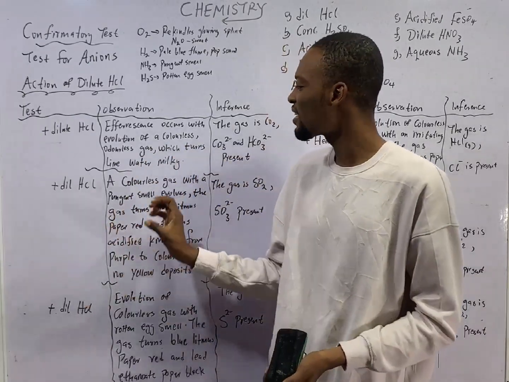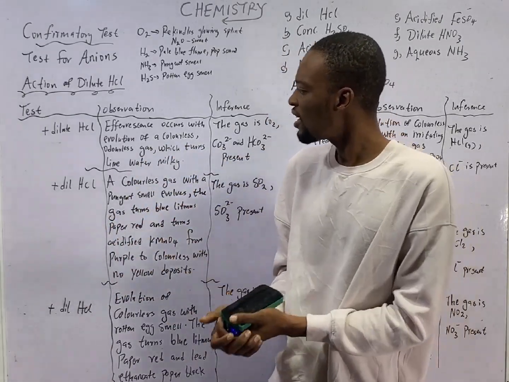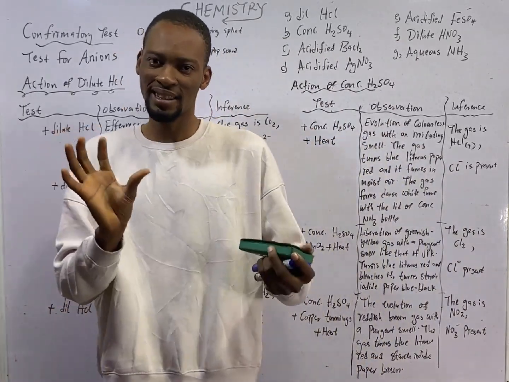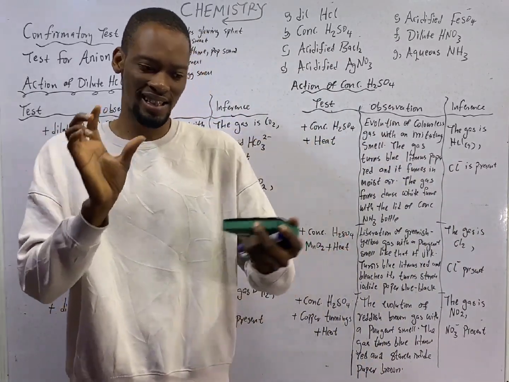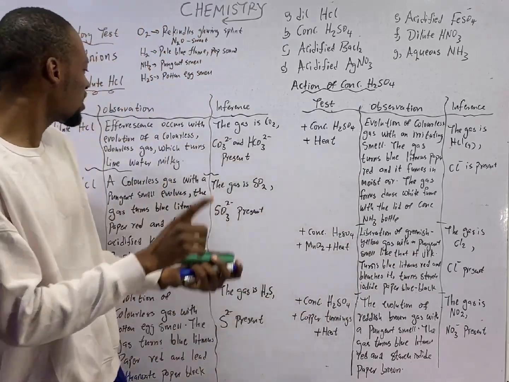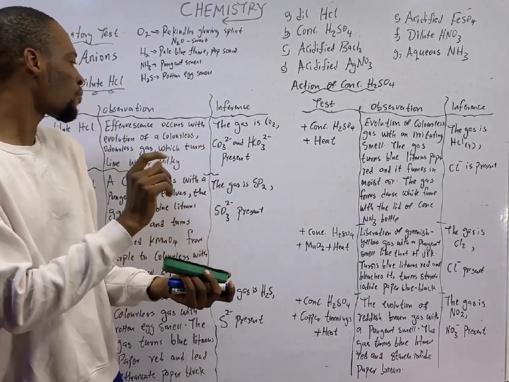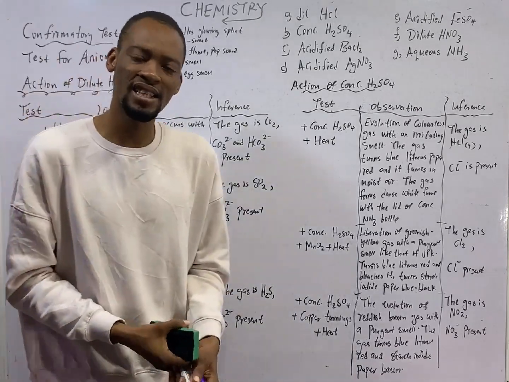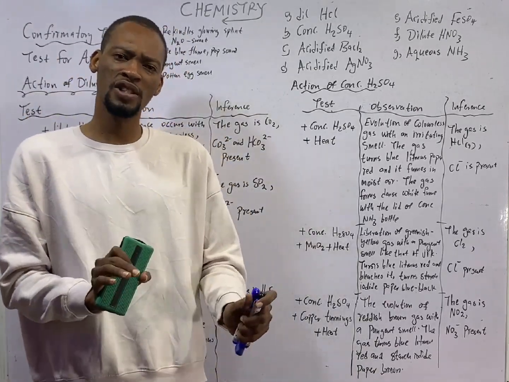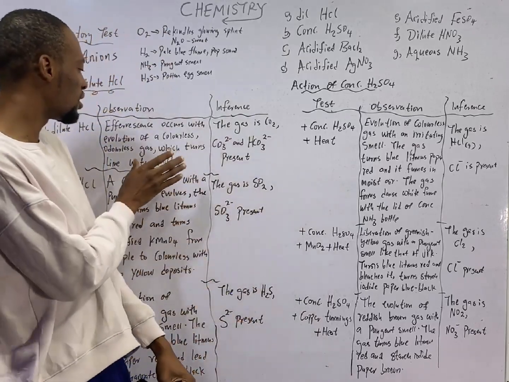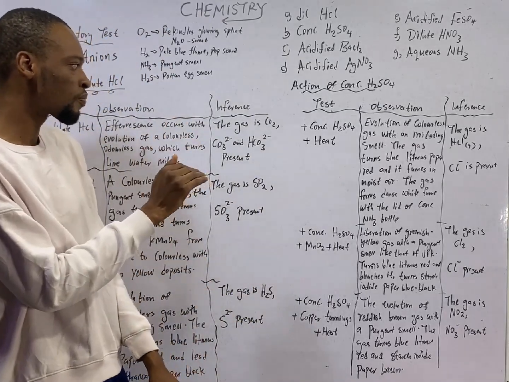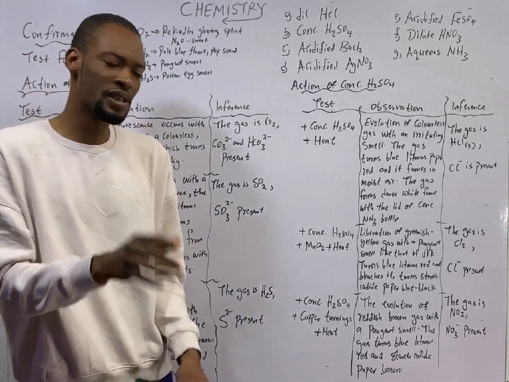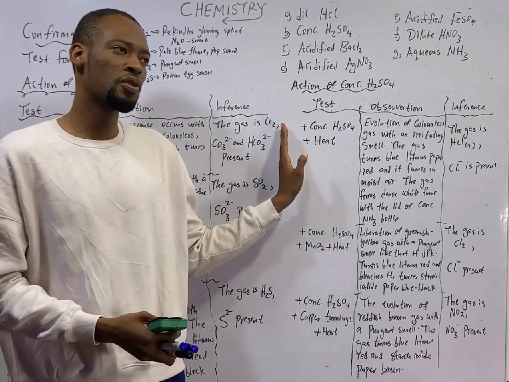This is a hot cake JAM question. Anytime you hear that dilute hydrochloric acid is added to something and you see colorless, odorless gas which turns lime water milky, the gas there is carbon dioxide. Carbon dioxide is the gas which turns lime water milky. Now, for the gas present, it is carbon dioxide.